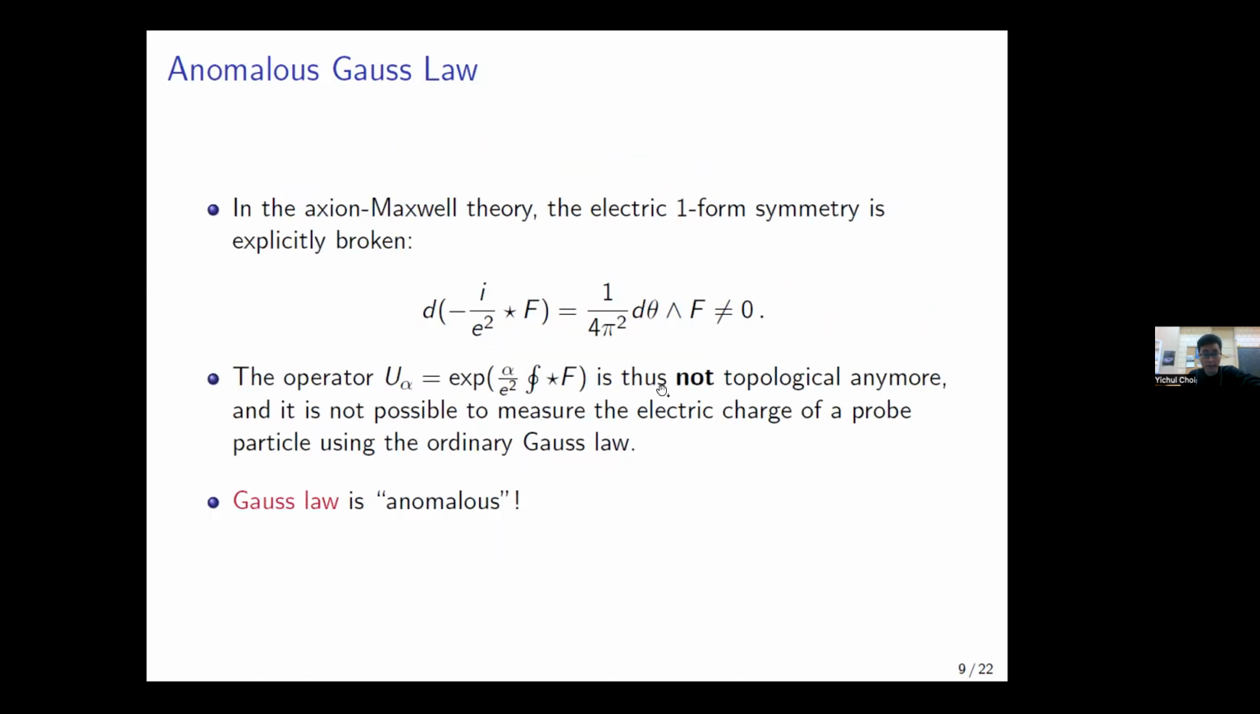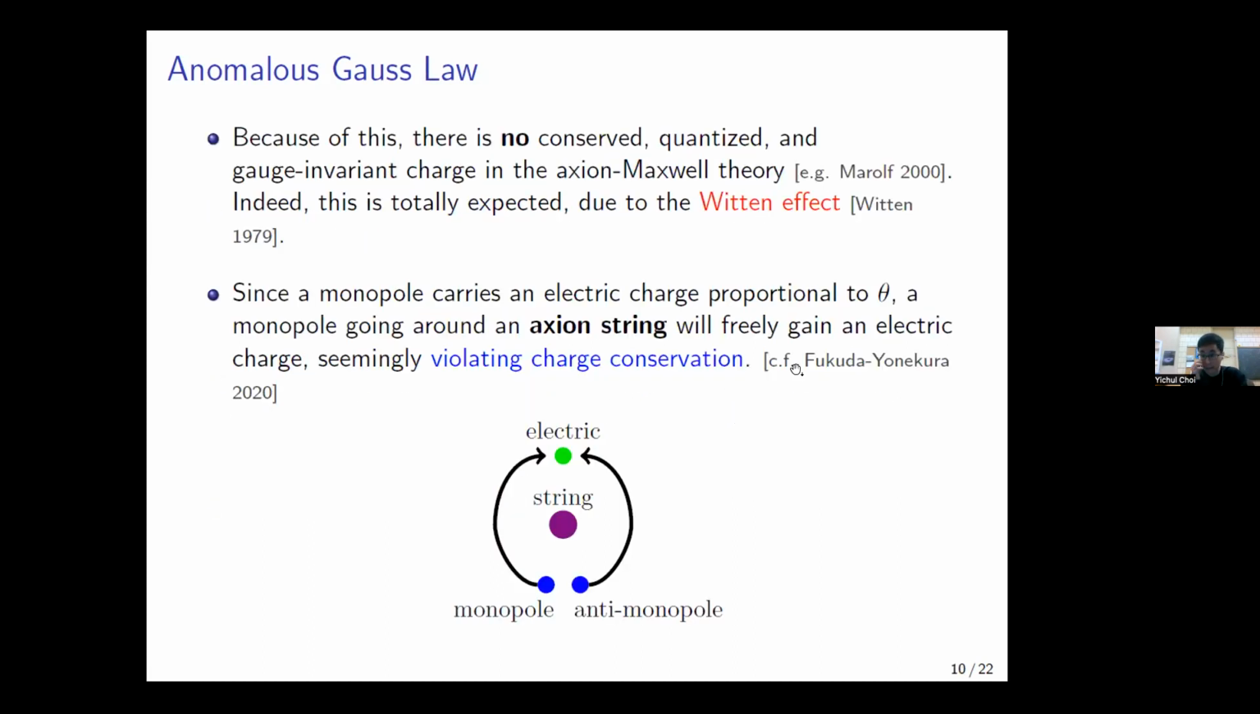Indeed, this is not a surprise, and this is actually totally expected because there is a Witten effect. Let me remind you that the Witten effect says that when you have a U(1) gauge theory with a non-trivial theta angle, a magnetic monopole carries an electric charge which is proportional to theta. In axion-Maxwell theory, you should view it as a U(1) gauge theory where the theta angle is promoted to the dynamical axion.